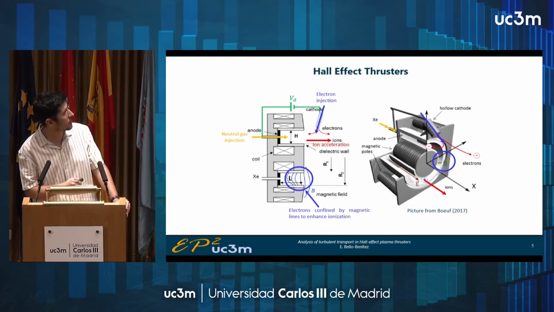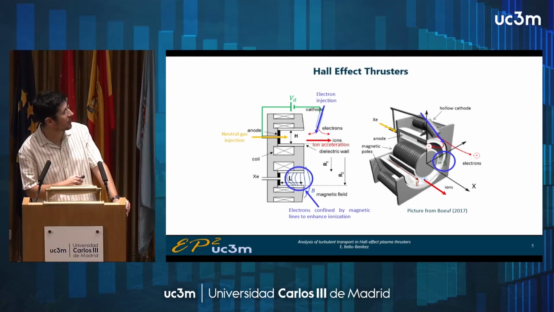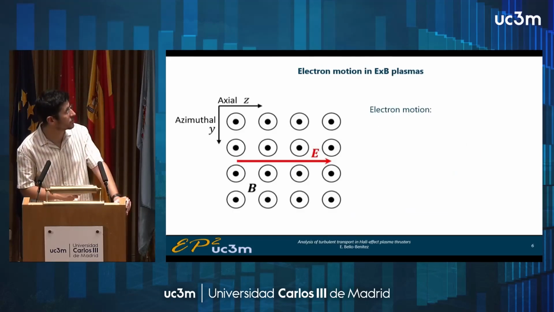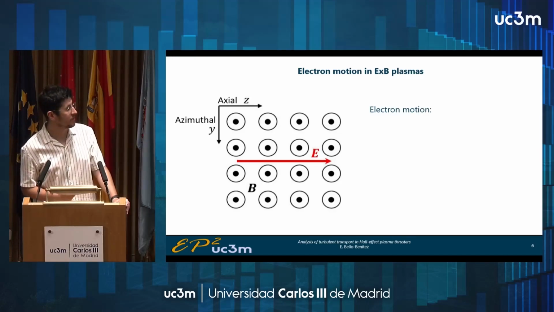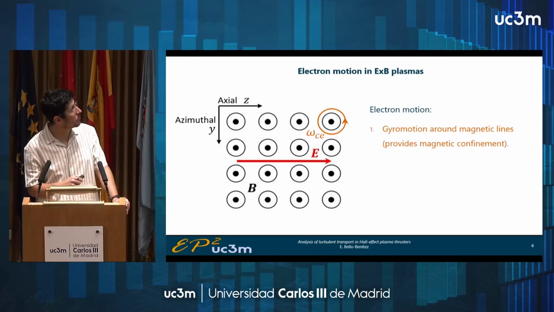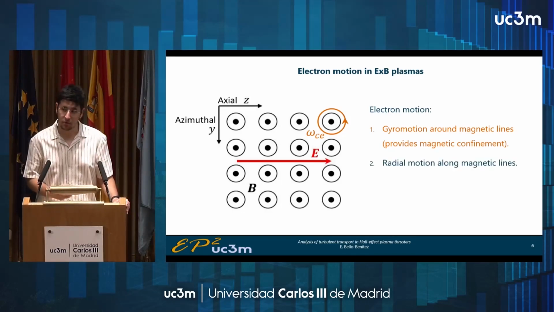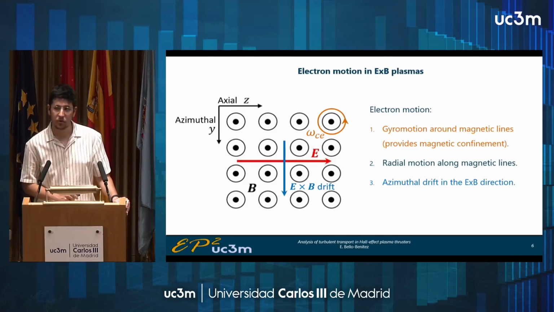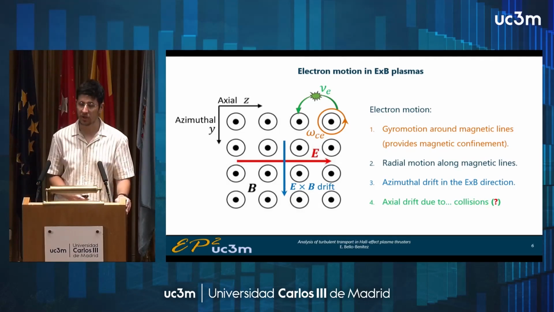Okay, this is all possible because the electron population is confined with a magnetic field that is almost radial. And this increases the residence time of the electrons. So in a very simplistic view, we can decompose the electron motion into different contributions. We have the gyro motion around the magnetic lines, which is what provides the confinement. We have motion along the magnetic lines, which is almost free. We have a drift in the E cross B direction of the electrons, and then we have an axial drift, in the direction of the electric field, which in principle is due to collisions.